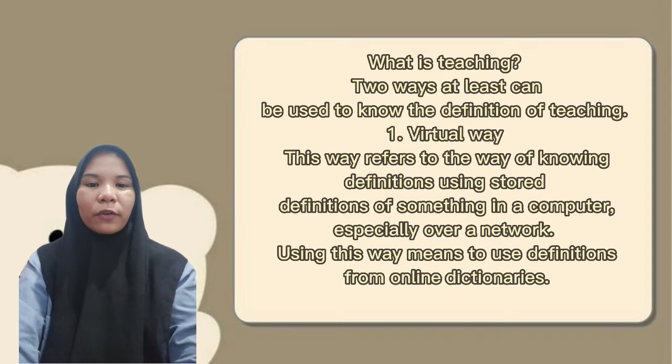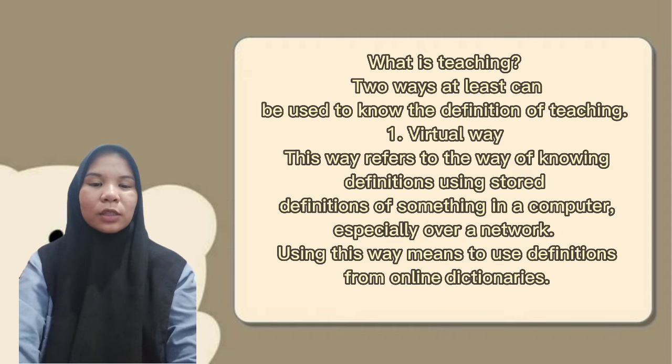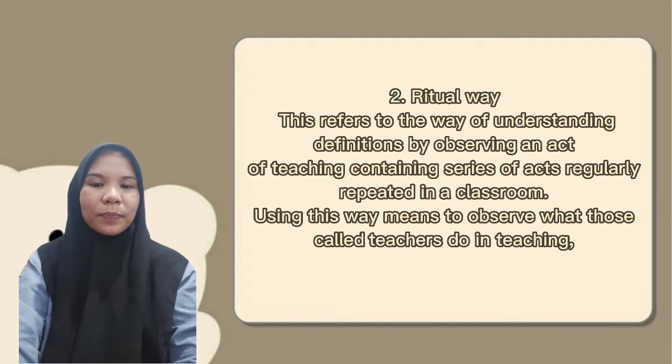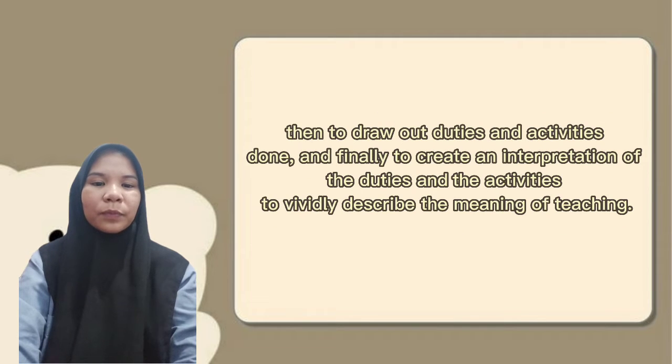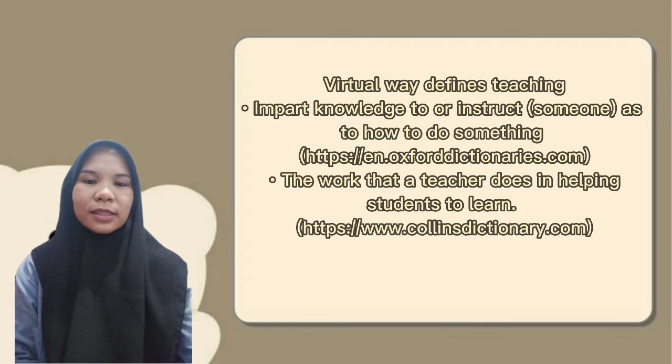This way refers to the way of knowing a definition using stored definitions in a computer, especially over a network. Using this way means to use definitions from online dictionaries. Number two is the ritual way. This refers to the way of understanding a definition by observing an edge of teaching containing a series of acts regularly repeated in a classroom. Using this way means to observe what the teacher does in teaching, then to draw out the activities done, and finally to create an interpretation of the activities to vividly describe the meaning of teaching.